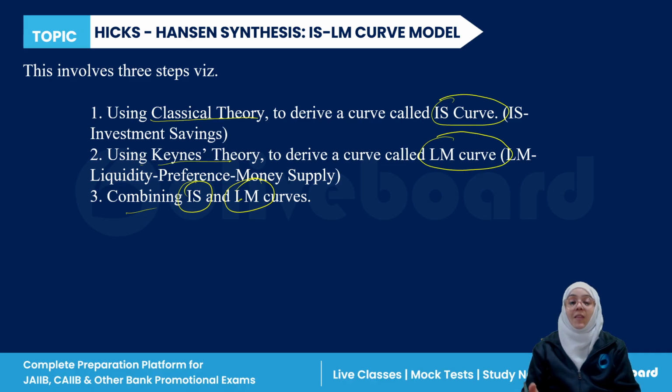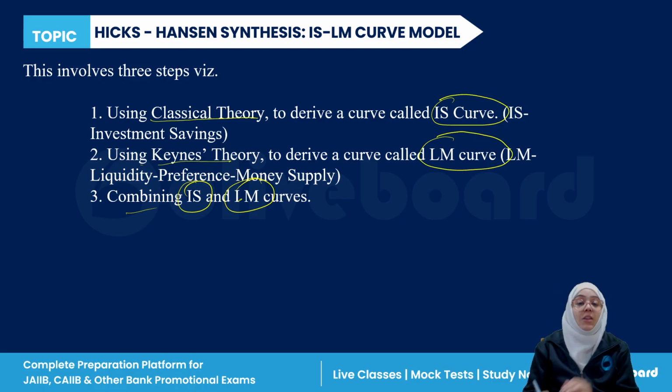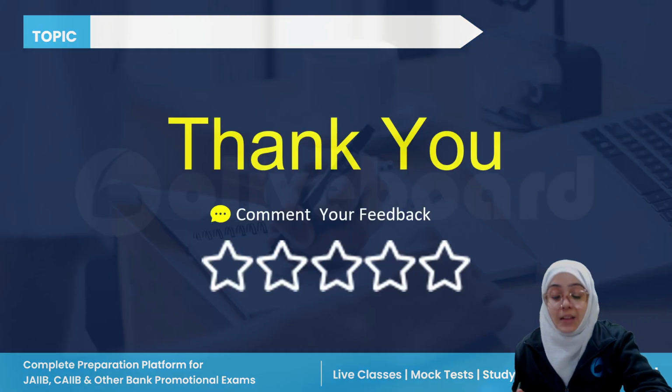So always remember, when the question is asked, when we are using classical theory, what curve are we getting? The IS curve. When we are using the Keynes theory, what curve are we getting? The liquidity preference money supply curve. And when we combine both the IS and LM curves, we get the Hicks-Hansen synthesis. Clear? So this is the complete chapter for all of you.